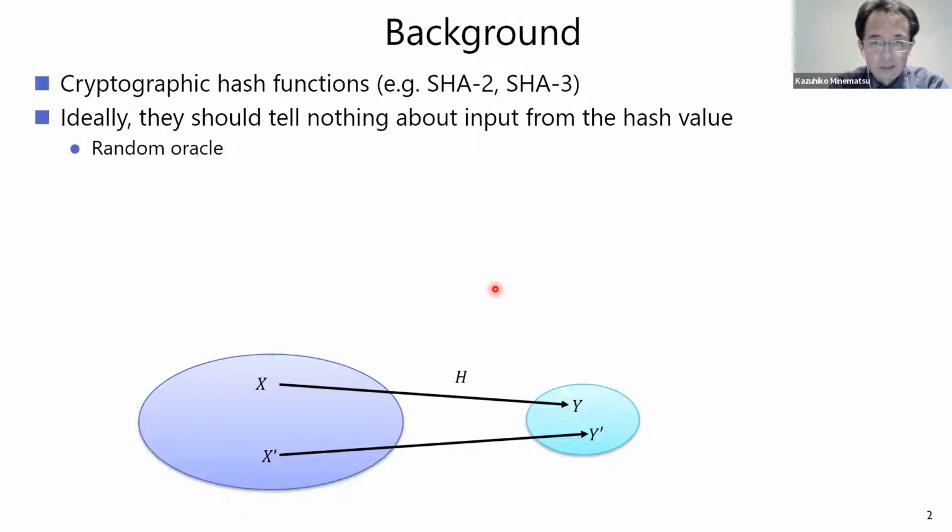So this is a very basic background of what a cryptographic hash function is, such as SHA-2 or SHA-3. They are designed ideally so that they tell nothing about the input from the hash value. So if there are two inputs, no matter how similar they are, the resulting hash values look different. In other words, they are designed so that they look like a random oracle.